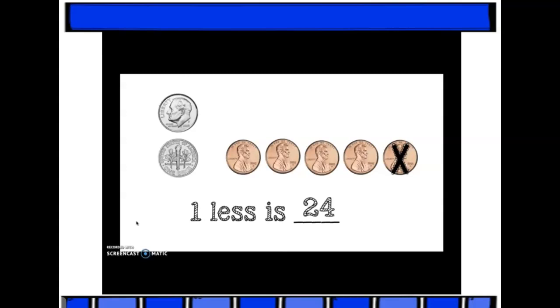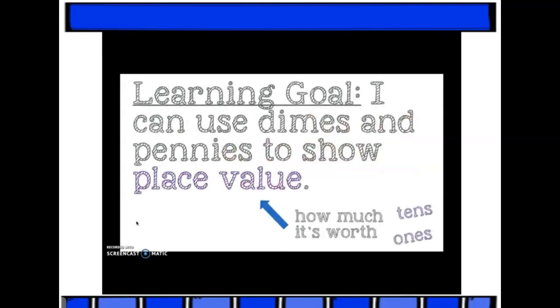Good job. You know, our learning goal said that I can use dimes and pennies to show place value. And that's exactly what we've been practicing today. Remember, place value is how much something is worth. We've been talking about tens and ones, those 2 place values. There are a lot more, but we're going to focus on those.